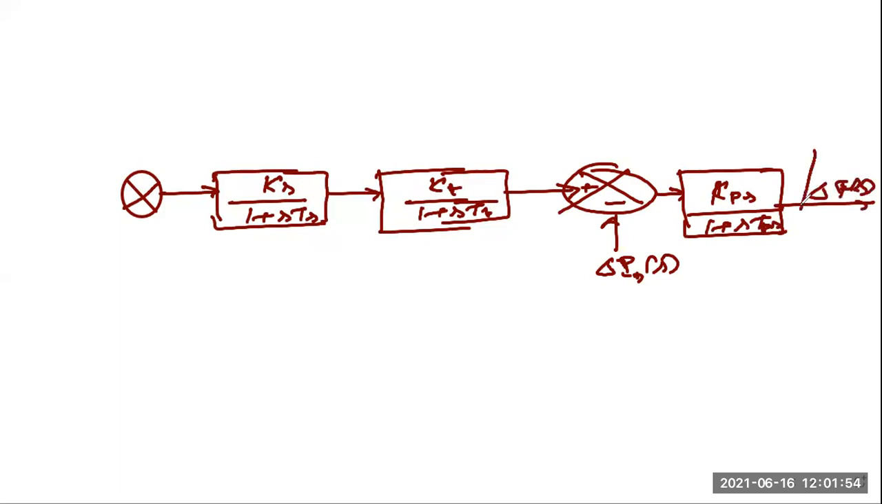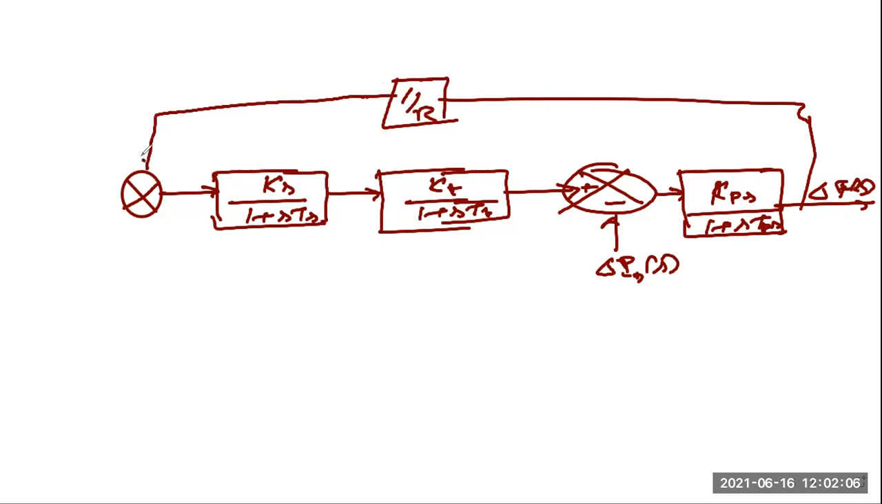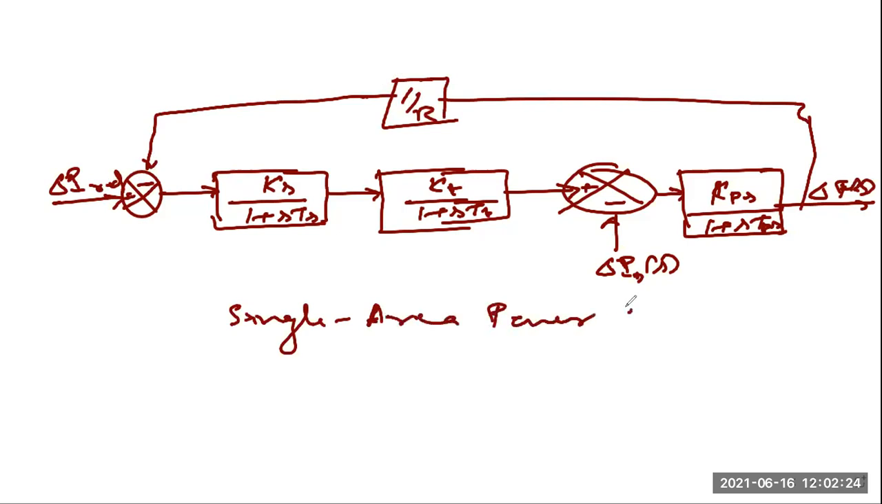Now from here we are taking a feedback. That is your regulation, speed governor regulation. This is your 1 by R, and this is actually input to this block, and this is your delta P reference. This is your positive. So this is basically the representation of a single area power system.